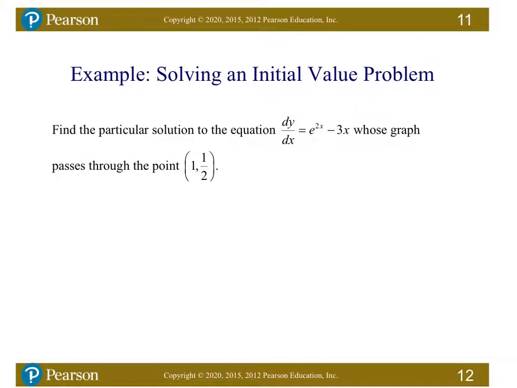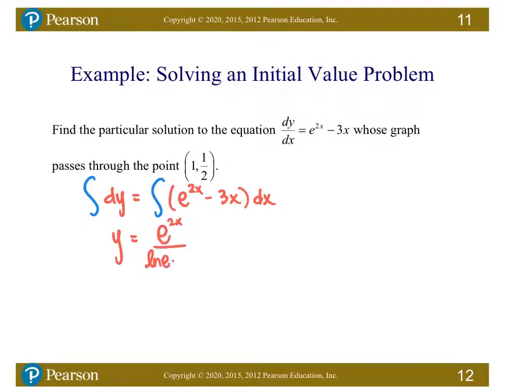So here's a differential equation, also giving us a specific point. So we separate the terms. So e to the 2x minus 3x followed by dx. And then we'll integrate each side. We'll get y equals e to the 2x divided by the natural log of e, which is 1, and then 2. So we could simplify that and just say e to the 2x over 2. Minus the power rule, so raise the power and divide by the new power, and then add c.